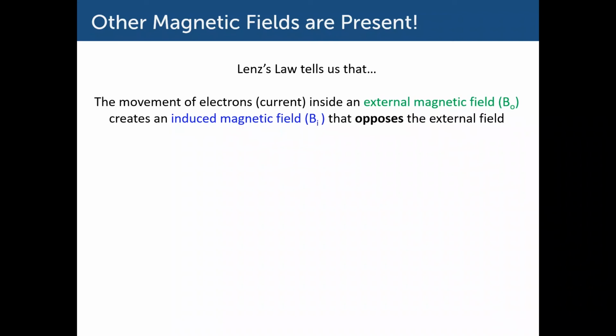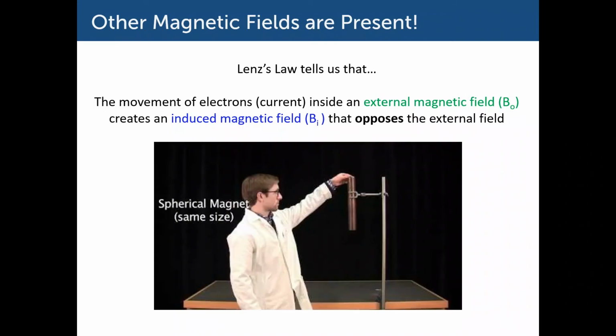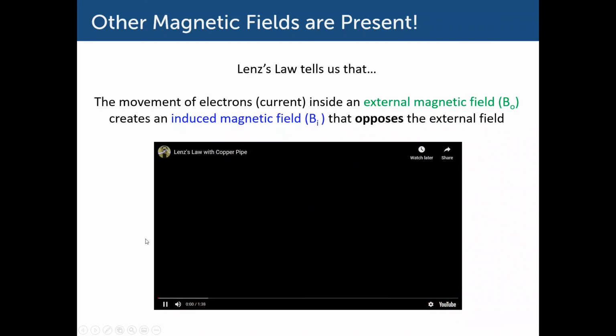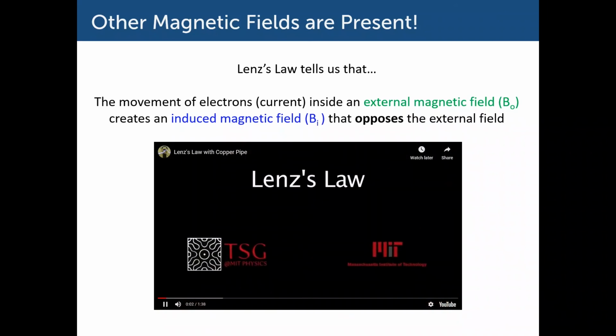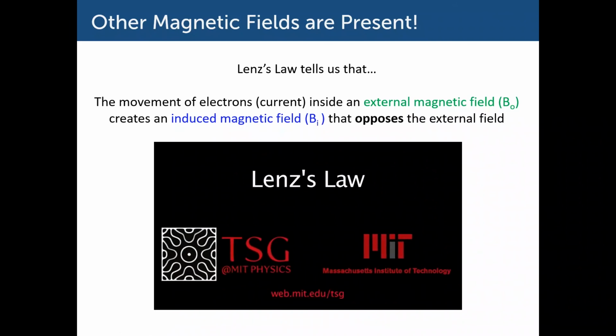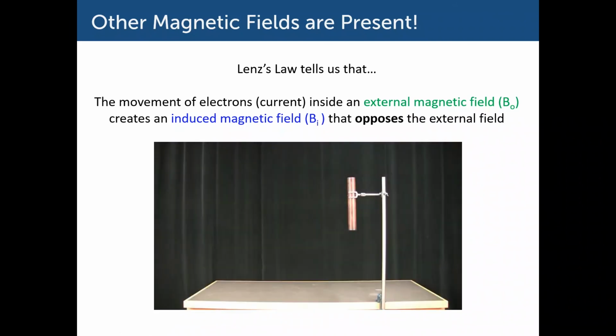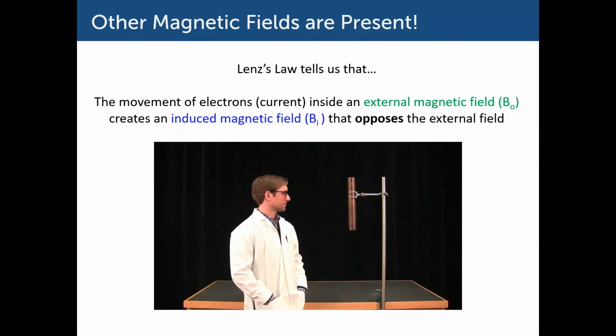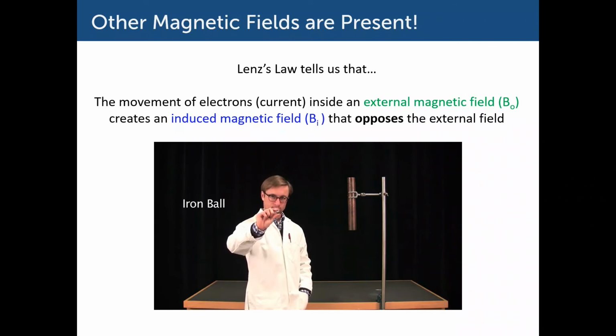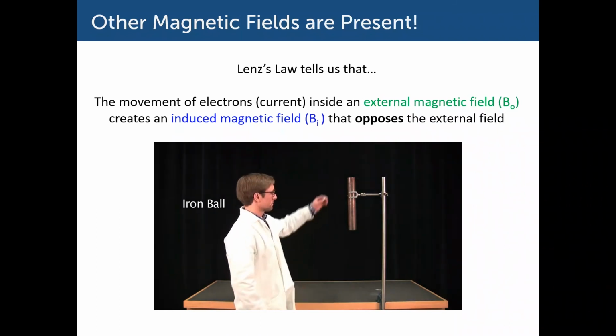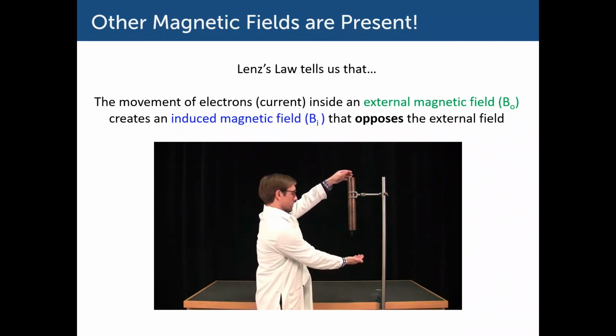So we can actually see this effect in an interesting example. No nuclei here, this is straight physics. And so we can see this in action with a copper pipe. And this is a video that's been made by MIT. The idea here is that there's a copper pipe. But this very handsome gentleman has an iron ball. And when we drop it through the pipe, it falls through.